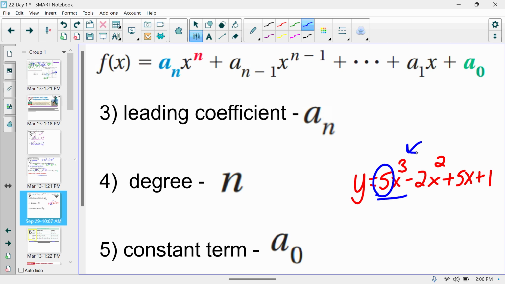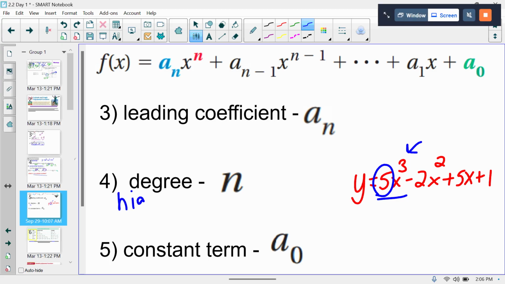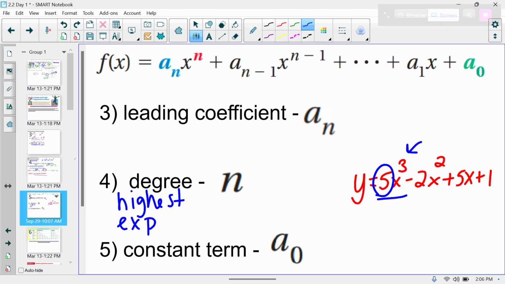And by the way, I just used the word degree. I shouldn't probably do that till we've defined it. The degree in this case is 3 in this example. Basically, it's the highest exponent. You might want to add that. It's the highest exponent that you see.